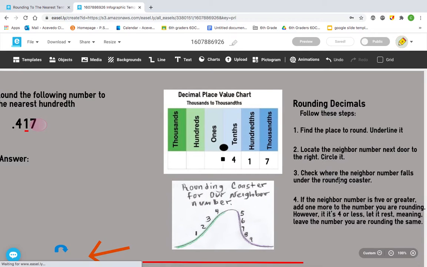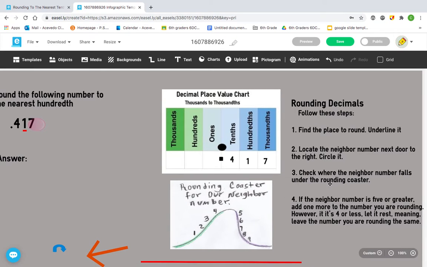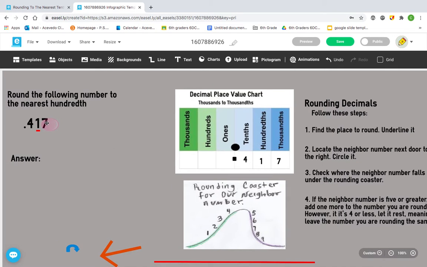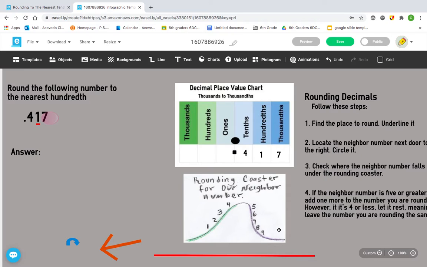And then I check. I located the neighbor number next door, which was 7, on the right, and I circled it. Now I want to check where the neighbor number falls on the rounding coaster. So where does my neighbor number, 7, fall? I look on my left. The numbers on the left are 1 to 4. 7 doesn't belong there. So I go to the other side of the rounding coaster and I see the numbers 5 to 9, and I can see that the 7 falls on the right side.